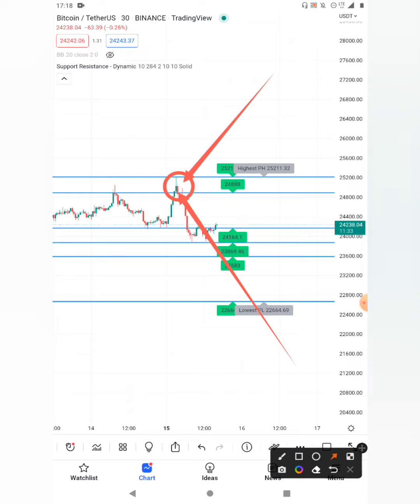Okay, normally you're actually supposed to take your entry from this point, right? From this point, because there's a breakout and there's a retest going on there. But sadly, that did not happen. That wasn't the case.